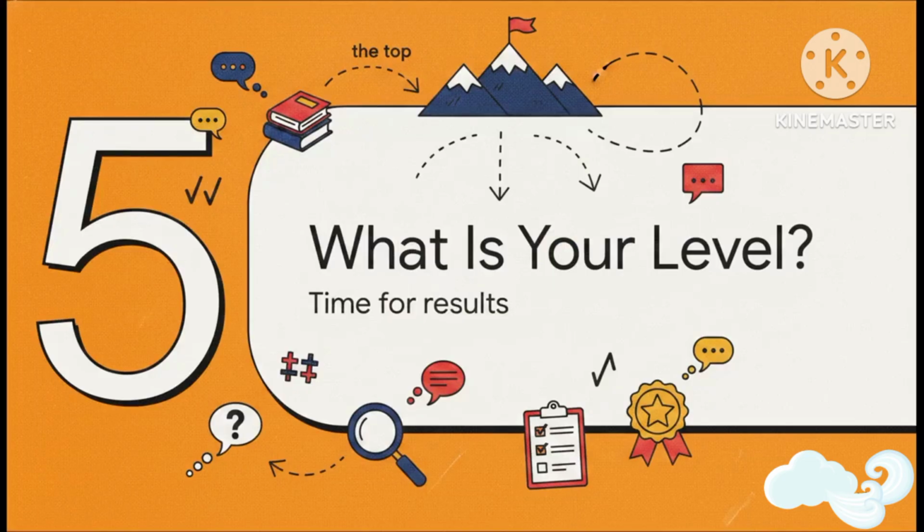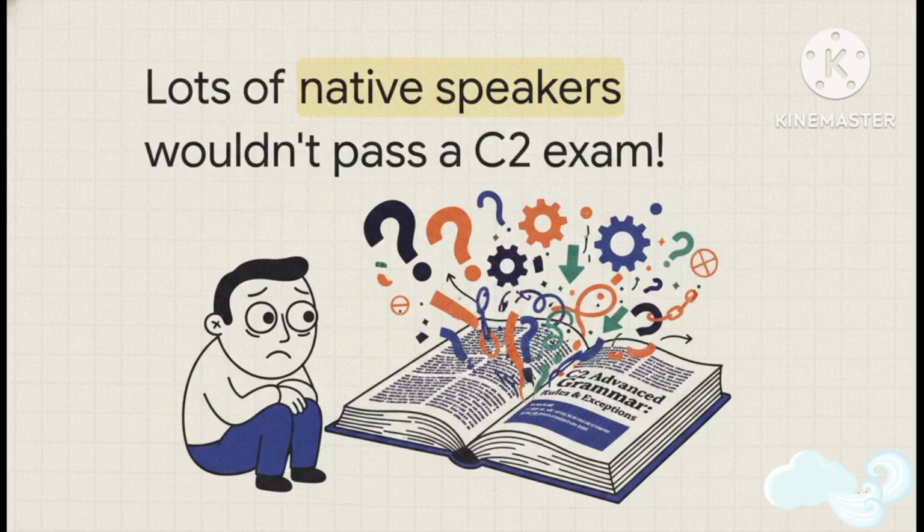Part 5. What is your level? Before we wrap up, I want to share a deeply ironic and honestly very comforting insight from our source material. Lots of native English speakers would actually fail to achieve a C2 level in a formal exam setting. Crazy, right? How is that possible? It's because native speakers acquire language implicitly through total immersion from birth. If you ask an average native speaker to define a passive perfect infinitive or explain the back-shifting rules of reported speech, they will likely just stare at you blankly.